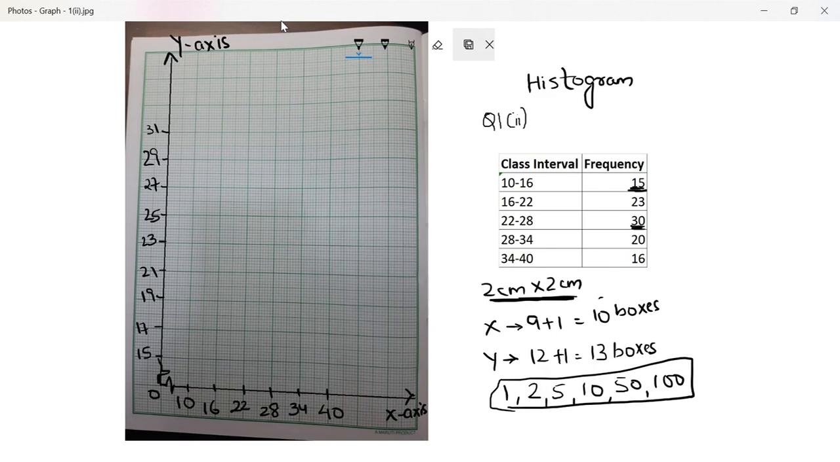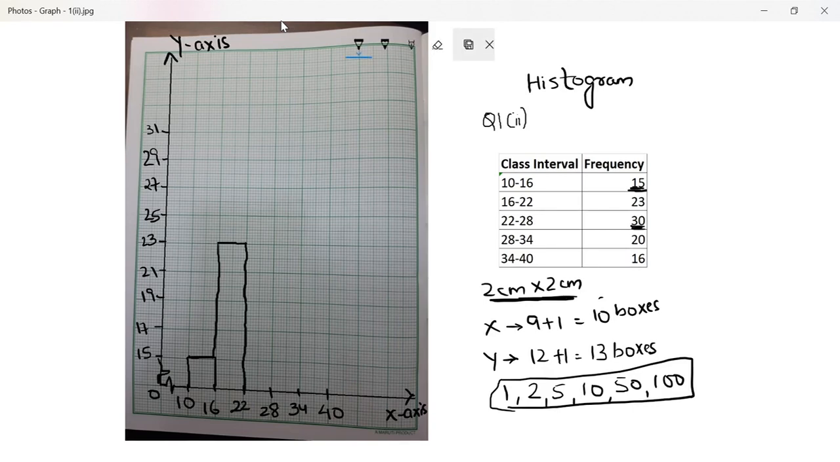Between 10 and 16, I need to go up to 15, which means this is 15. This software doesn't have a provision of drawing a straight line, so I will have to draw using my free hand. Please don't use a free hand, use a scale. Perfect. So 10 to 16 is 15. Next, 16 to 22 is 23. So this is 21, this is 23. I repeat, you don't use a free hand. Please, I have no option because this software doesn't give me the option of using a scale. So this is for the second one.